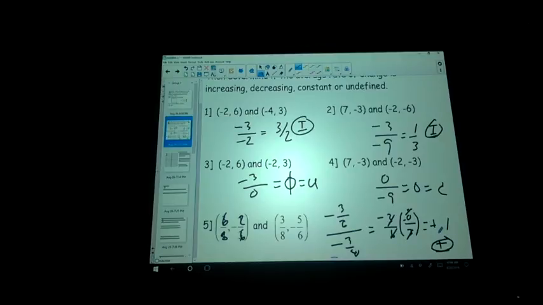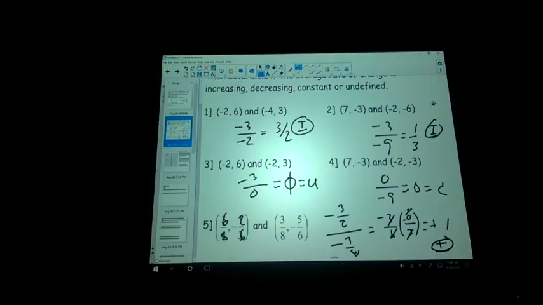All right. First slope I got was 3 over 2. It's increasing. The reason it's increasing is it is a positive slope. If you draw it, it is pointing to the upper right-hand portion. So positive slope means increasing. Number 2, I got 1/3 for the slope. I also have that as increasing.